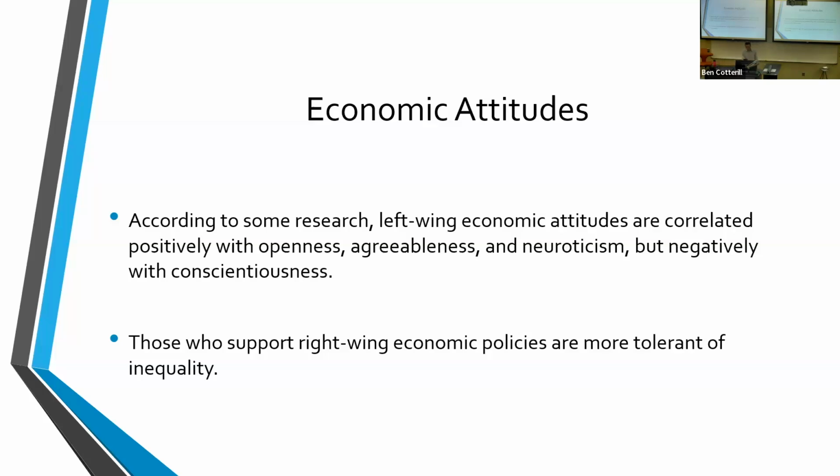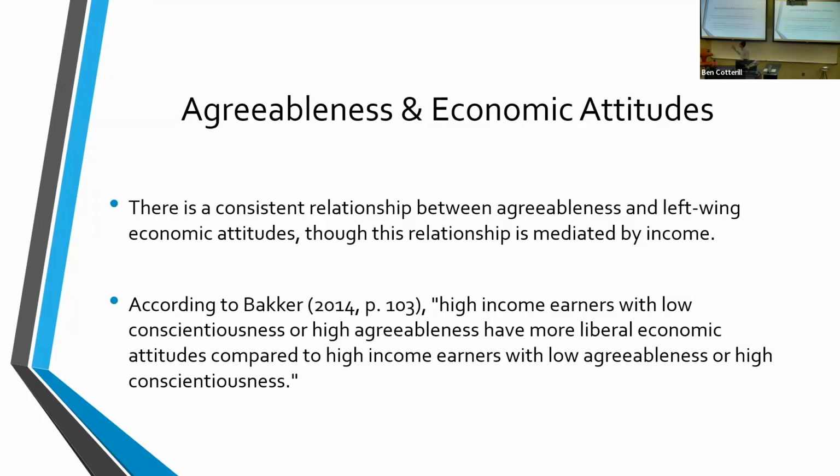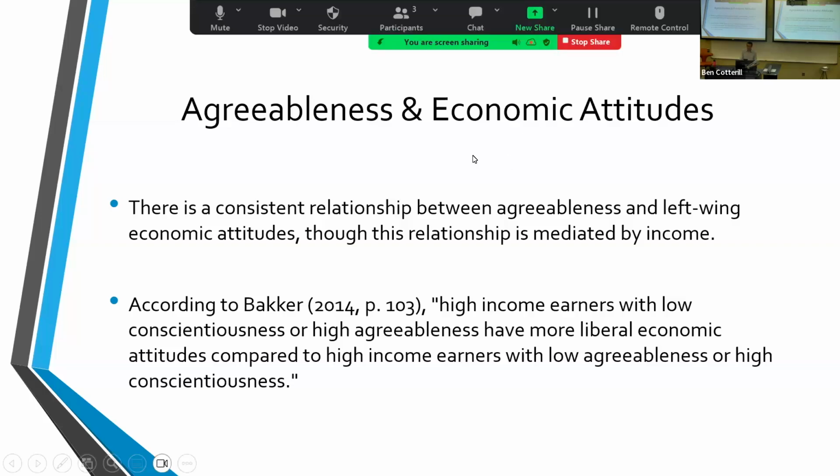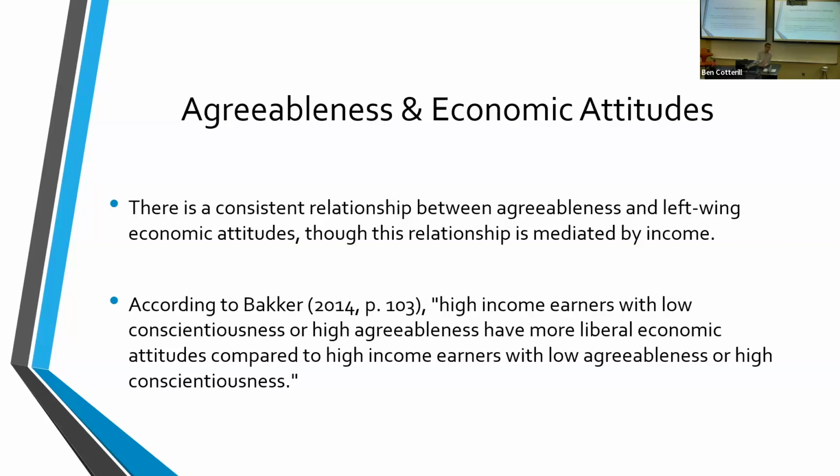On agreeableness, it's, again, a relationship that can be mediated by other factors, or moderated, really, I should say. So, for example, level of income. The summary of this paper here is that high income earners with low conscientiousness or high agreeableness had more liberal economic attitudes compared to high income earners with low agreeableness or high conscientiousness. But of course, level of income is going to matter, because it's not the fact that one thing, such as personality, dictates or determines your voting behavior. It's influenced by a wide range of things.